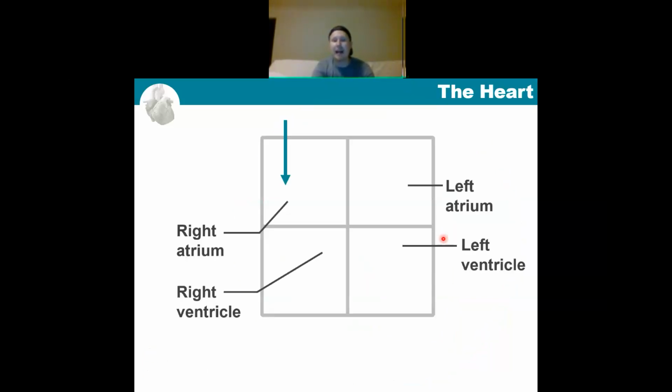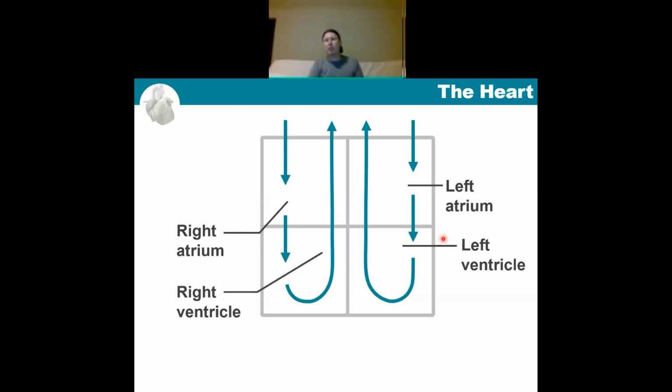So let's add that into this diagram. Blood comes from the lungs to the left atria. From the left atria, it travels to the left ventricle. And from the left ventricle, it travels to the rest of the body through aorta.